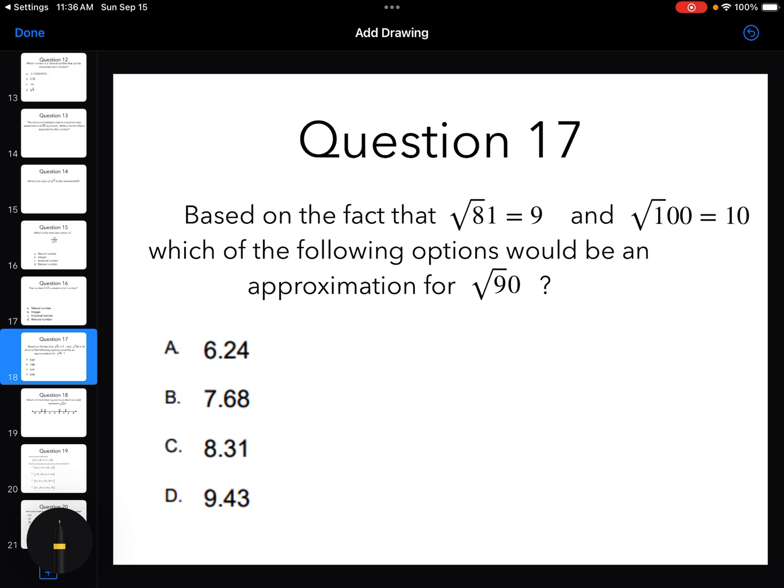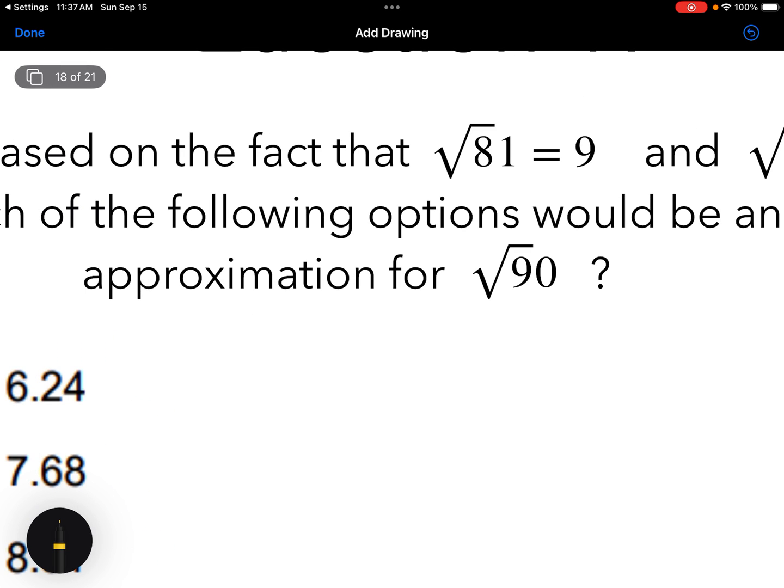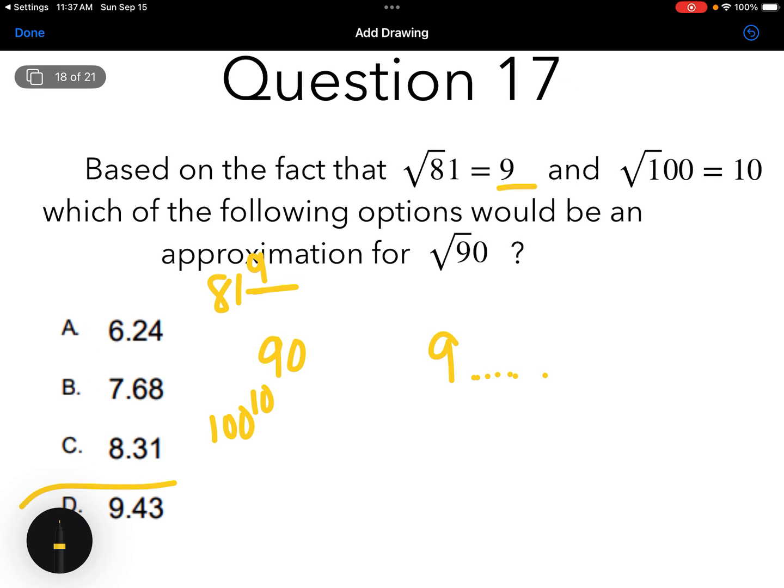Based on the fact that the square root of 81 is 9 and the square root of 100 is 10, which of the following options would be the best approximation for the square root of 90? Well, if I know that 90 fits between the square root of 81 and 100, right? Because I've got 81 on this side, 100 on this side, and that's 9, and this is 10. I would take a whole number of 9, and then it would be some decimal point. The only option is D.